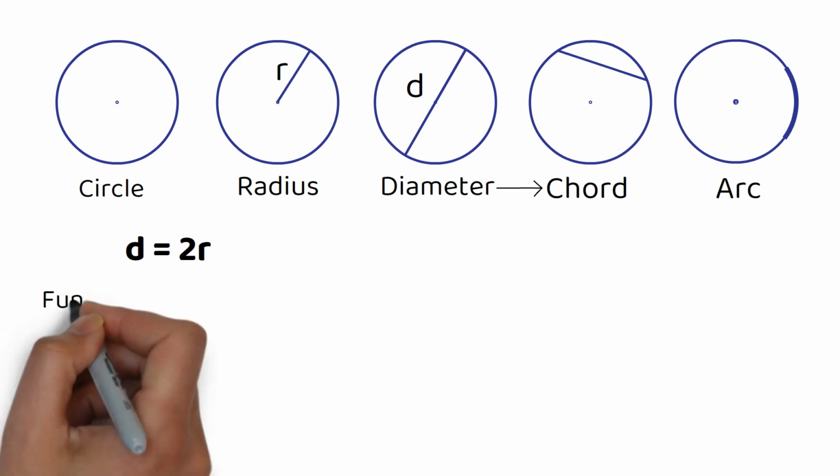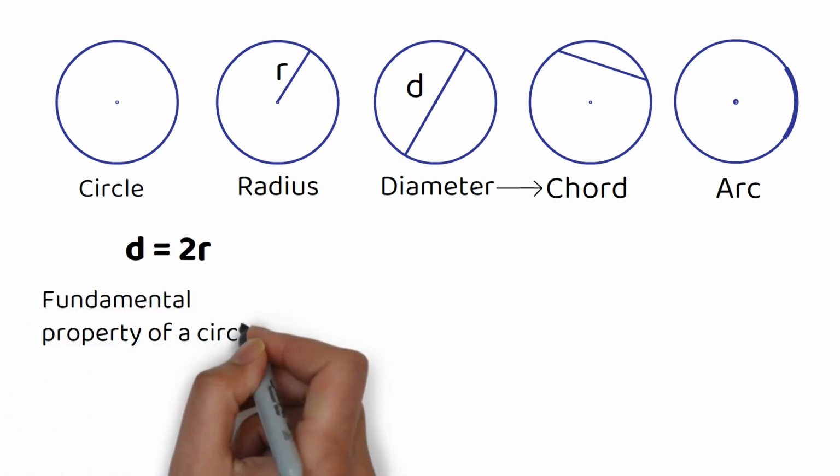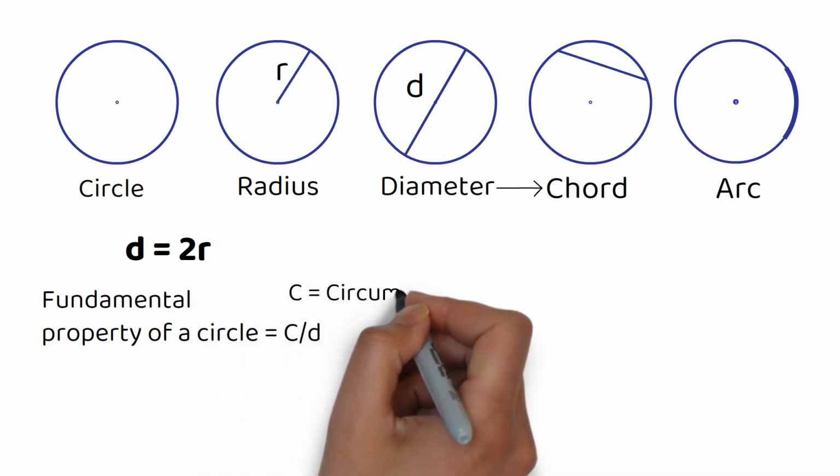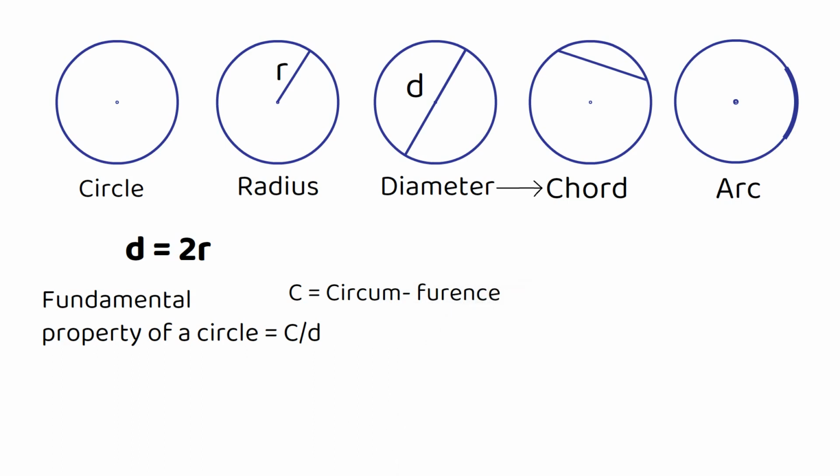As we said before, a fundamental property of a circle is that the ratio of the circumference to the diameter, or c over d, is the same quantity for any circle. This ratio, or this number, is called pi, and it's about 3.14 in numerical value.